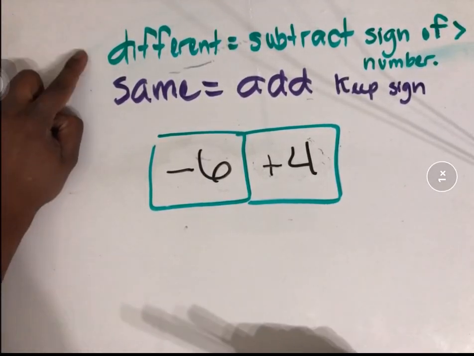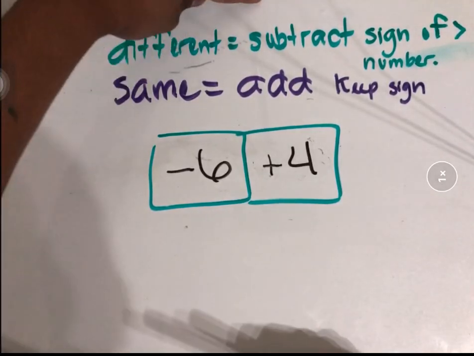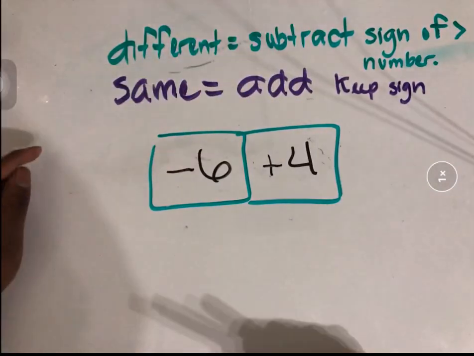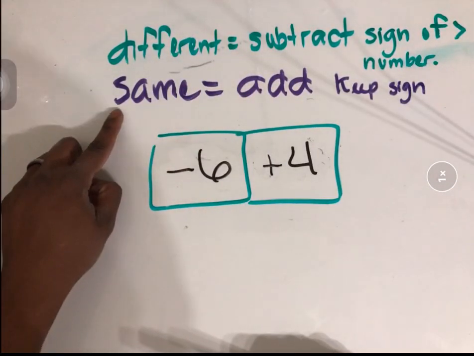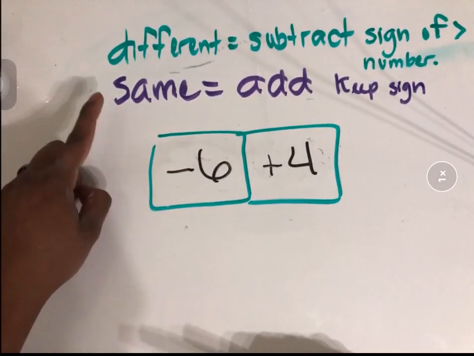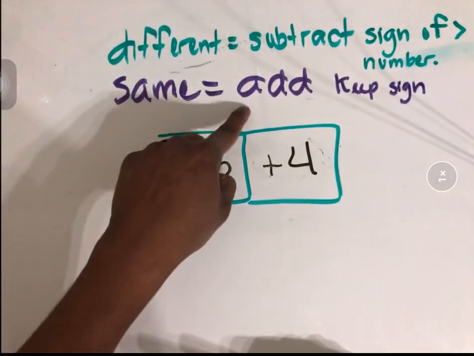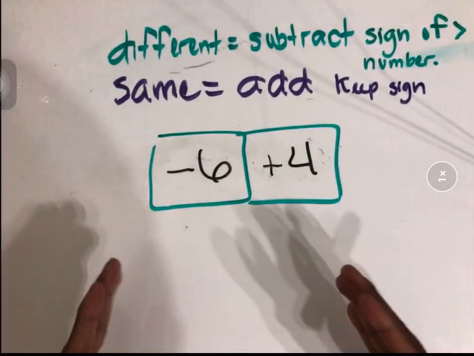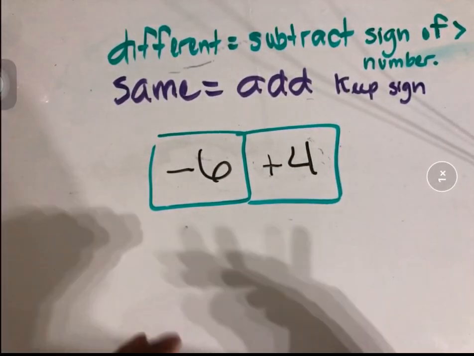So if we had different signs, we subtract our two numbers and we keep the sign of the greater number for our answer. If we had the same sign, which means either both positive or both negative, we added those two numbers together and we kept the sign that they have. Let's look at this example and let's go and actually solve it.